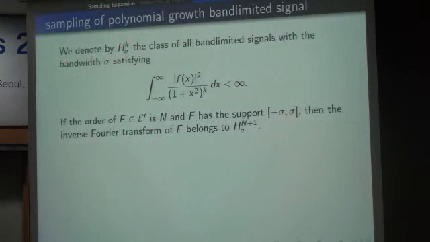And the class H sigma k is the class of all the band-limited signals with polynomial growth. The bandwidth is sigma, and the integral of f squared over (1 plus x squared) to the k is finite, then it is called H sigma k. So f is in E prime, and the order is n, and f has compact support, from negative sigma to sigma. Then the inverse Fourier transform of f belongs to H sigma k, where k is n plus 1.